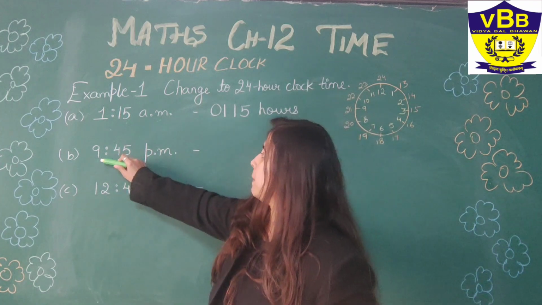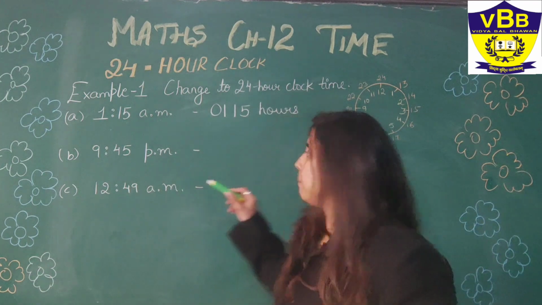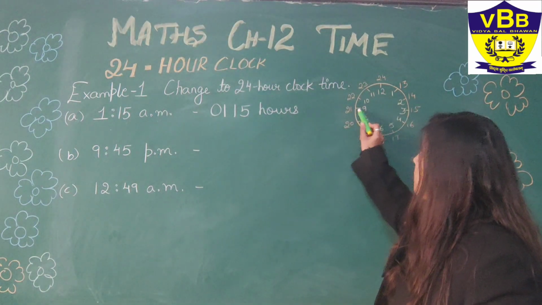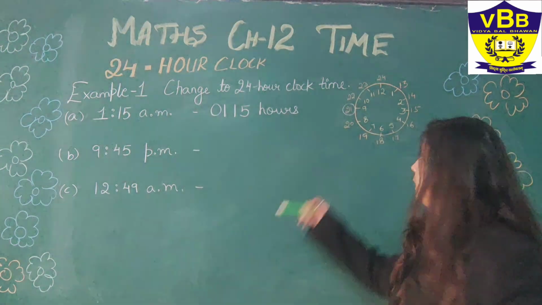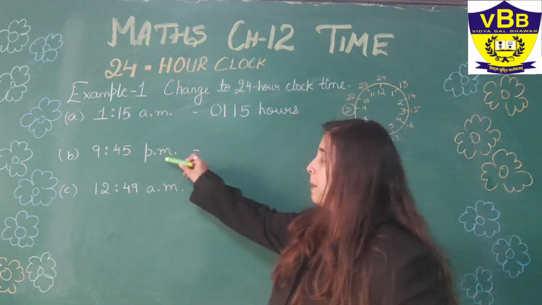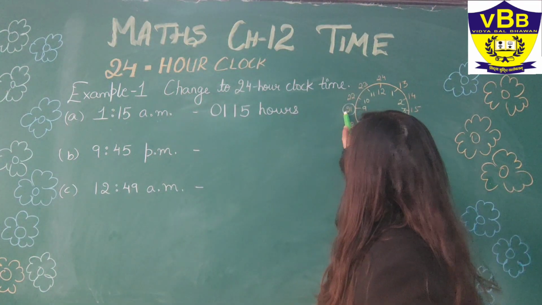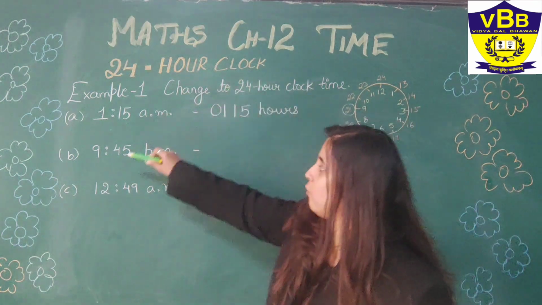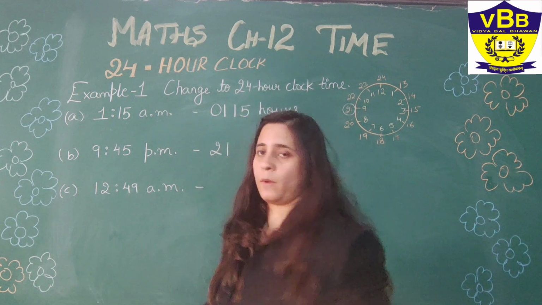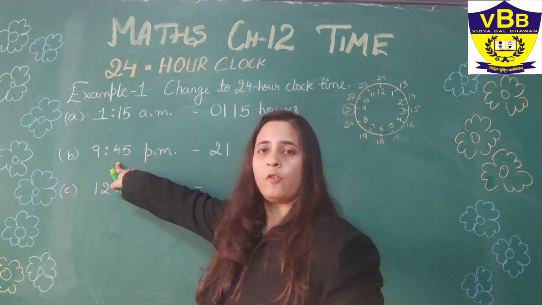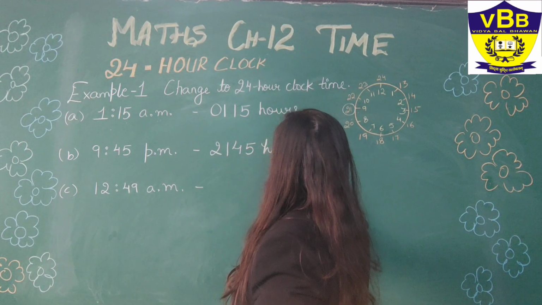Now B part. B part is 9:45 p.m. You all can see from the watch here that 9 is at 21 when the time is 9:45 p.m. p.m. means after evening, it's night time. So here we will read the time as 21. For 9 we will write 21. That means 21 hours and it's 45 minutes. So it will become 21:45 hours.